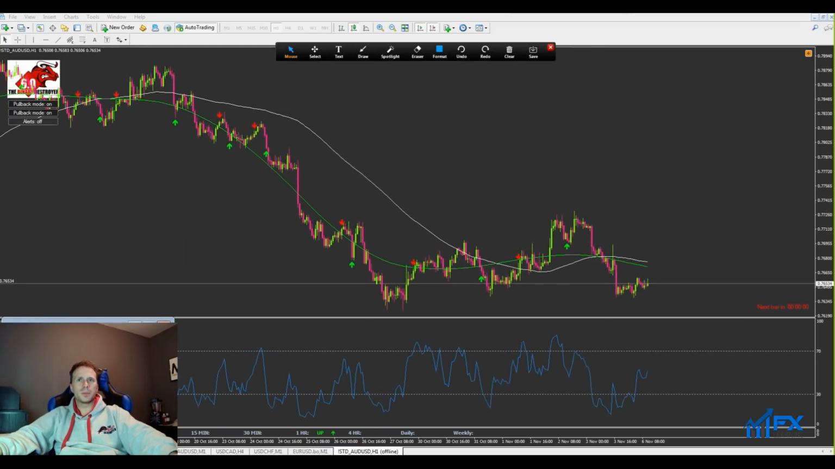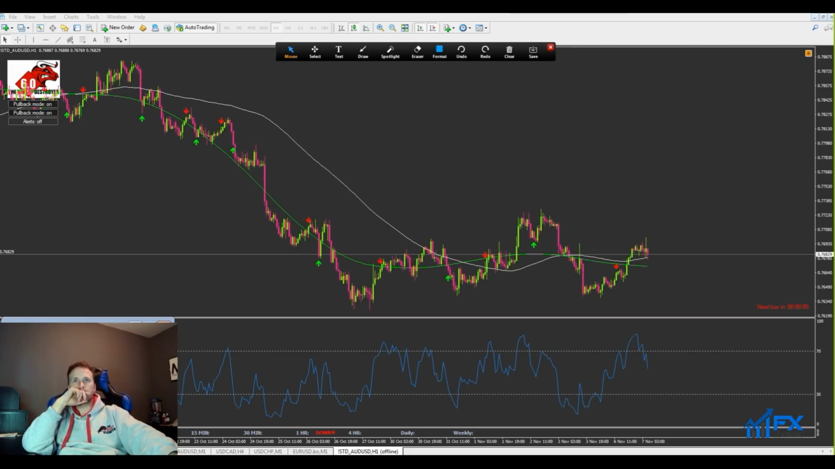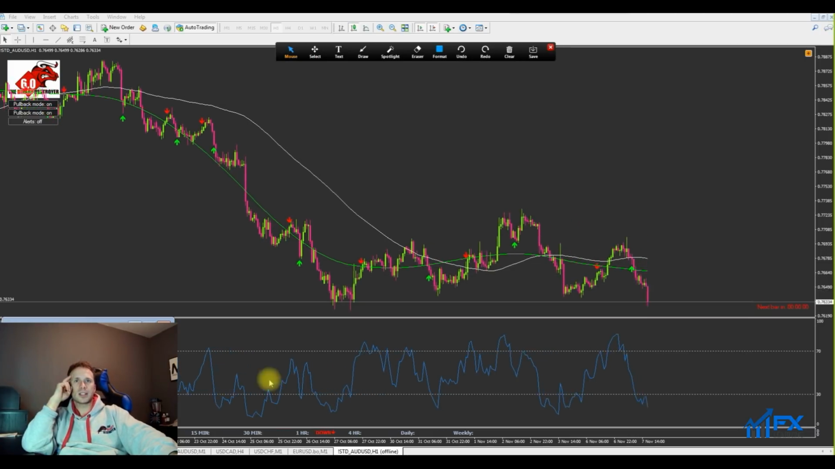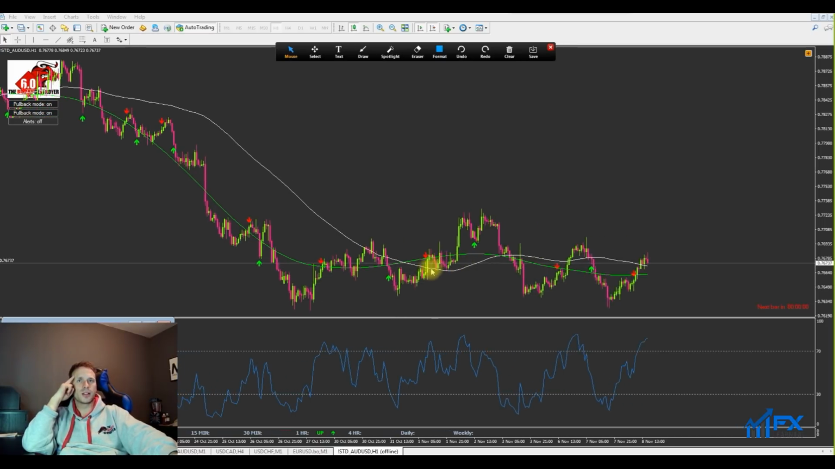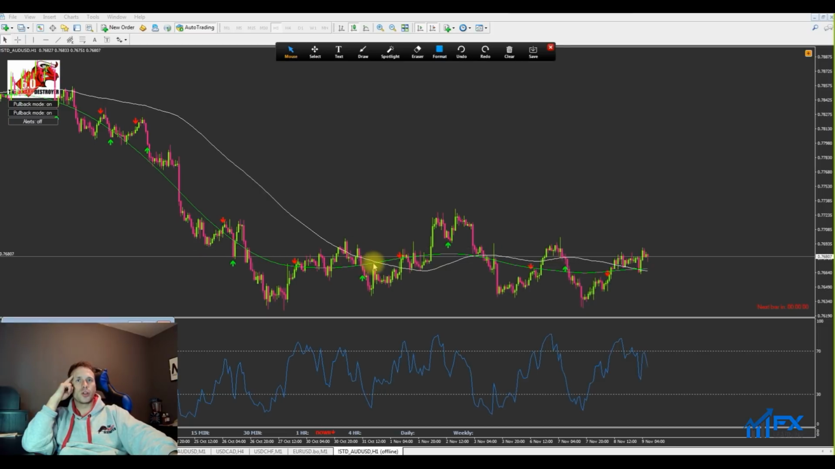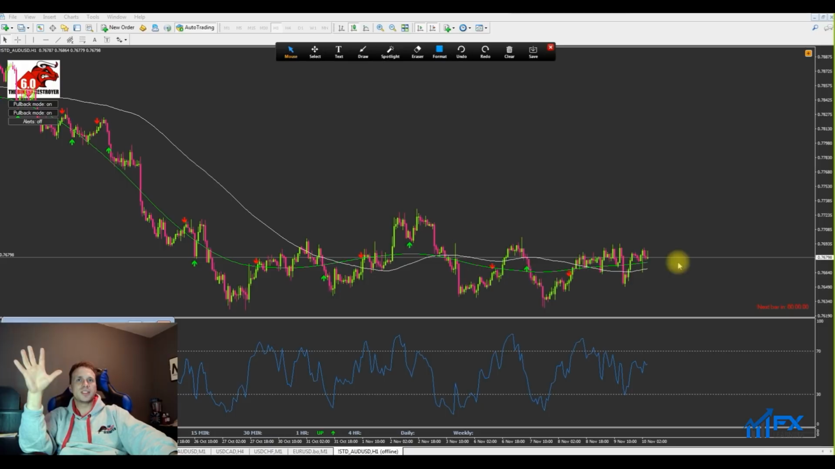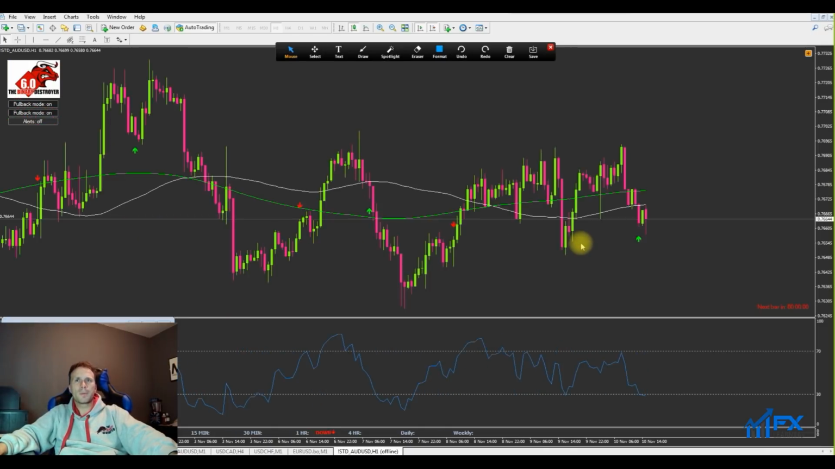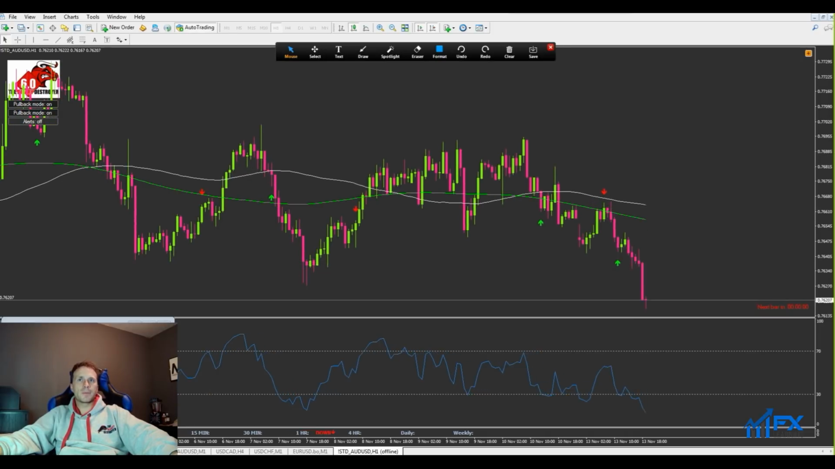I'm just going to speed up a little bit. I wouldn't take this setup, wouldn't take any of these. When the price is zigzagging in between zones, I don't like these setups, right? I want to see an actual solid move, okay? Notice how it's just zigzagging across. This is not good. I want to see an actual trend break.